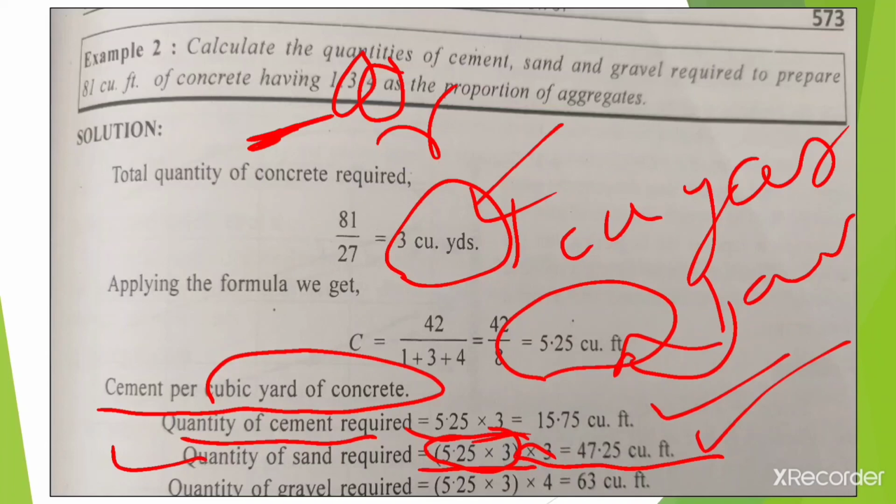Same for the quantity of gravel, the proportion is given 4. It means 4 times of cement is required as gravel for the preparation of 81 cubic feet of the concrete. So here this quantity is taken, so the answer will be 63 cubic feet.